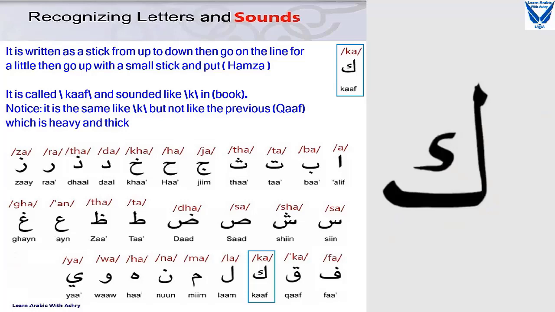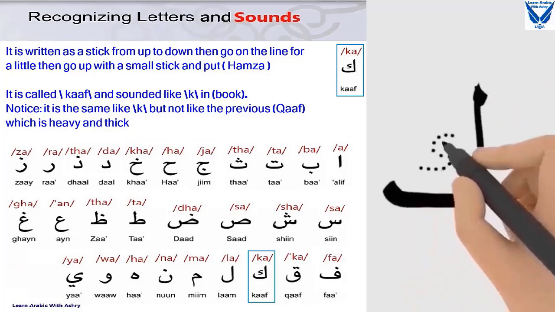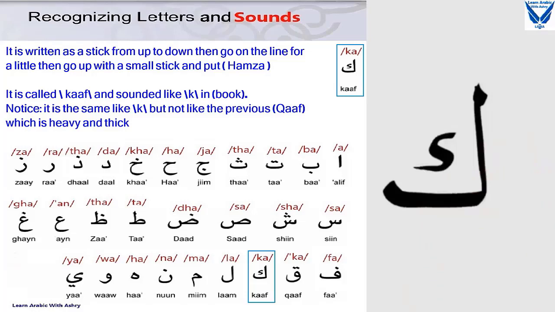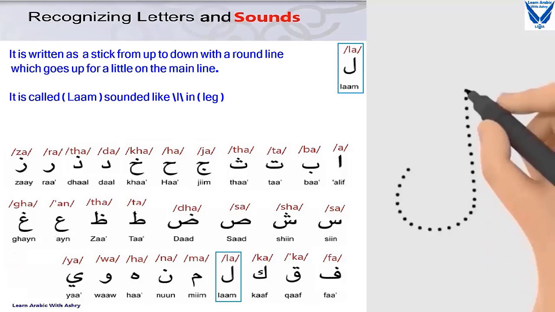This is written as a stick from up to down, then go on the line for a little, then go up with a small stick and put Hamza. It is like K in book. This is written as a stick from up to down with a round line which goes up for a little on the main line. It is called the lam, sounded like L in lip.